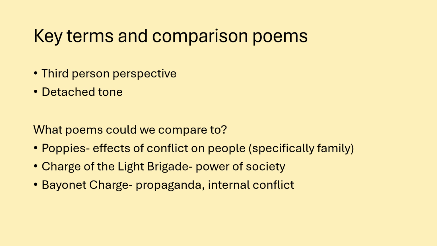So in terms of some key terms and comparison poems, when we're talking about the perspective in this poem, it's really important, and people can get quite confused. So this is told in quite a detached third-person perspective. It's being told by the pilot's daughter to her own children. A lot of the time it's told in third person. Her father embarked at sunrise, which creates this sense of distance between the daughter and her father.